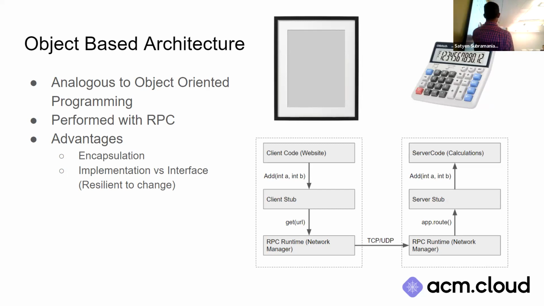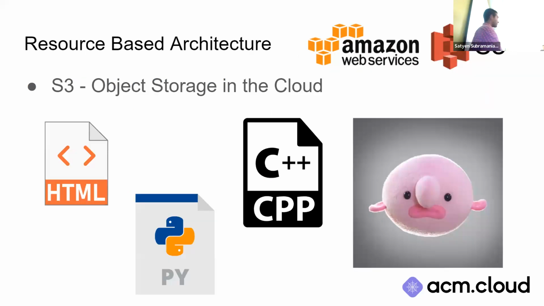And then we can also make sure that each node is resilient to change, meaning if we make those changes to the server, the client still functions properly. If we make changes to the client, the server still functions properly. Okay, any questions on this object-based approach? Okay, cool. Then we will move on to a resource-based approach.